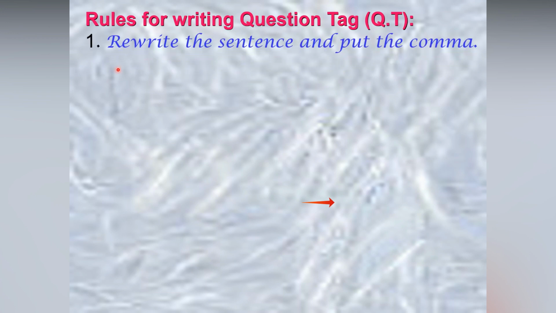Okay, first, rewrite the sentence and put a comma. Some sentence will be given to you to make a tag for. Suppose they have given one sentence. You rewrite that same sentence and put a comma after the sentence, but don't keep the full stop. Put a comma only.